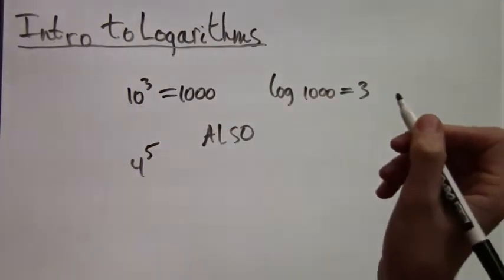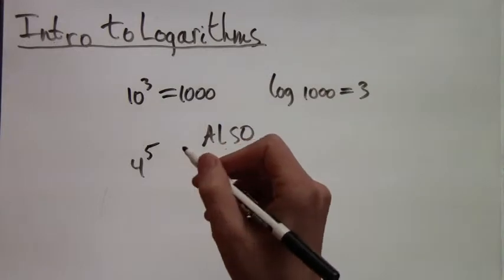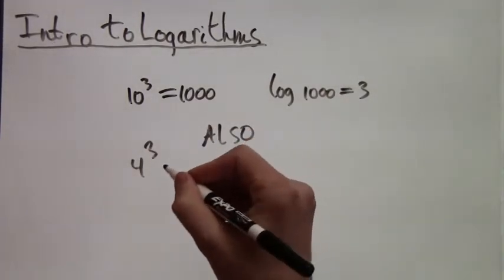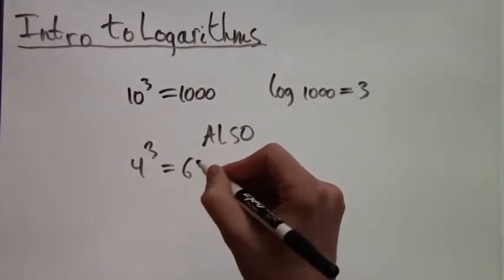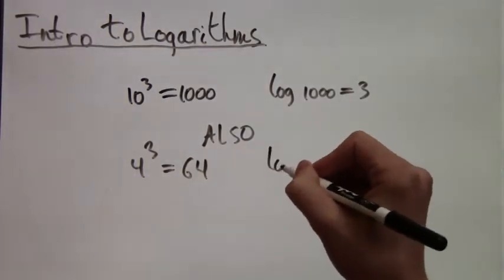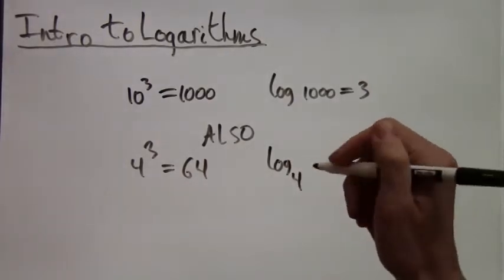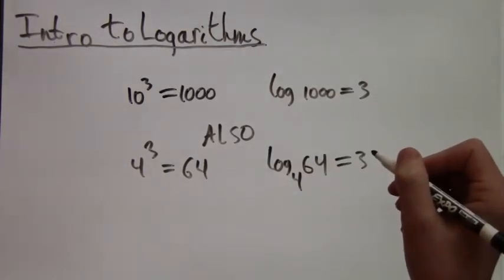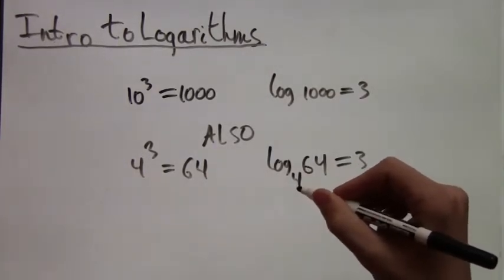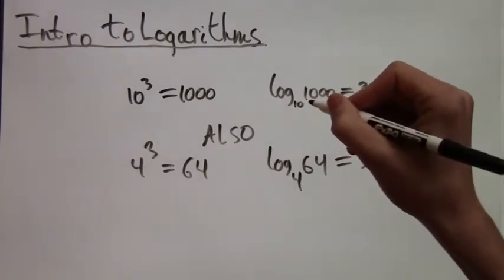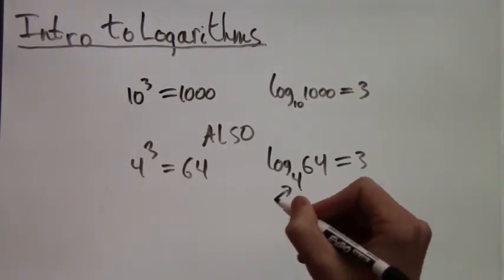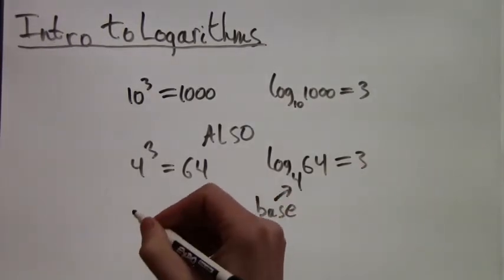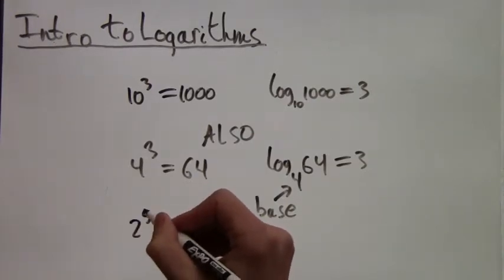Another slightly different example. Let's say we have 4 to the third. You can calculate it. It's just 64. And if we take log base 4 of 64, we will get 3. Again, because 4 to the third power is 64. So whenever you see a logarithm, you should ask the question, to what power do I take this base to get this number? To what power do I take 4 to get 64? That power is 3.